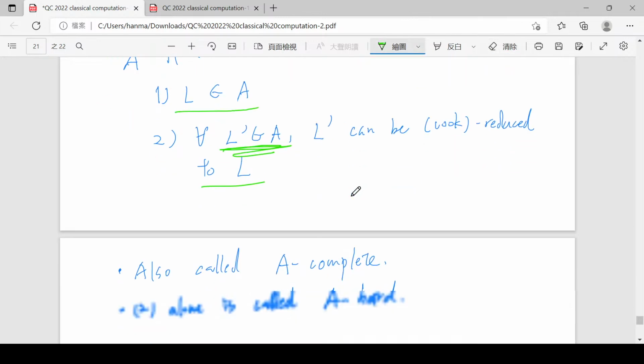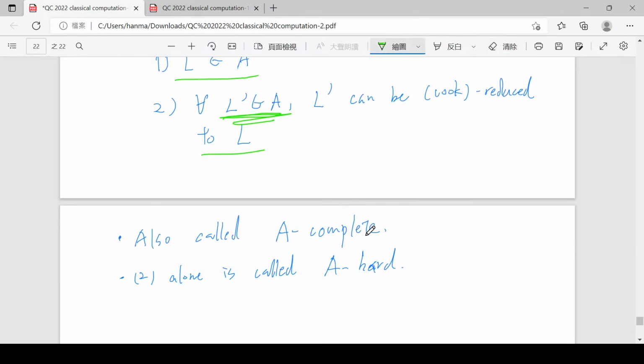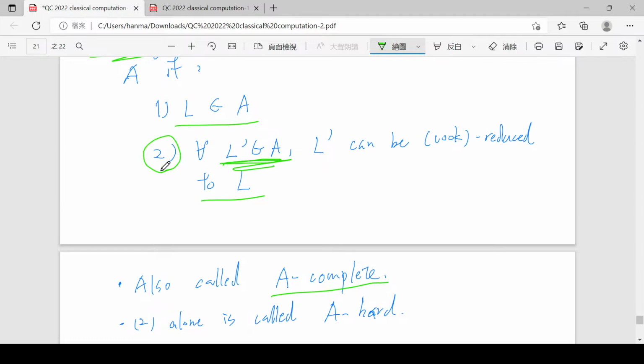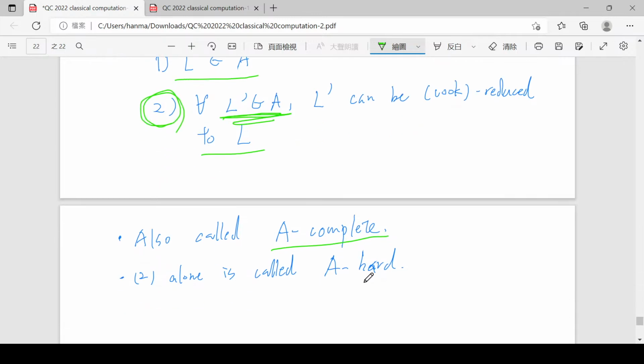And a more succinct term for this is that we say L is NP complete. And this condition, this one alone, is called NP hard. So if you can solve anything in NP by solving this L problem, then this L problem is called NP hard.